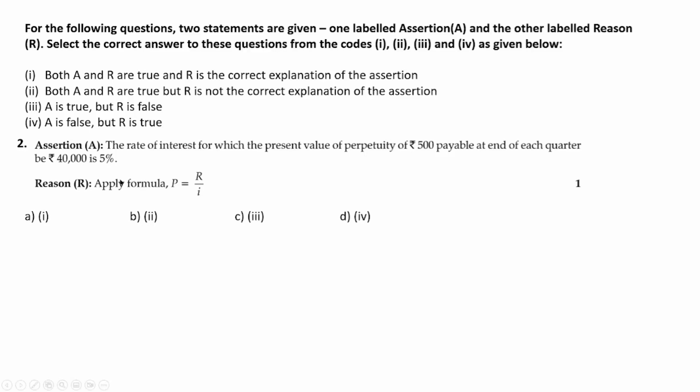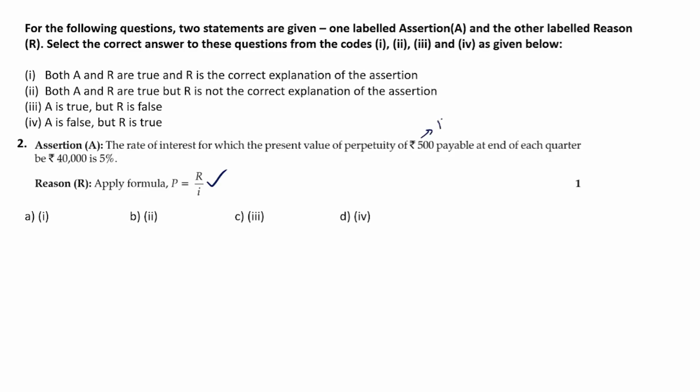Let us continue with the questions from Oswaal's question bank. We have the assertion: the rate of interest for which the present value of perpetuity of rupees 500 payable at the end of each quarter is rupees 40,000 is 5%. So here they have given that the present value of perpetuity of rupees 500 at the end of each quarter is rupees 40,000 and the corresponding rate of interest is 5%. This we have to check. Reason is: we apply the formula P equal to R by I. So here we can see that the reason is true.